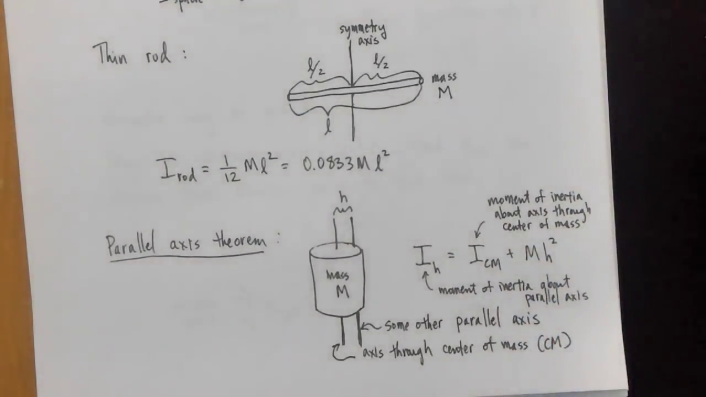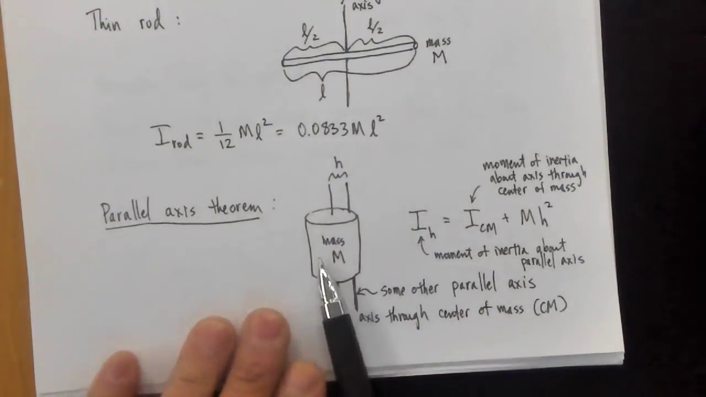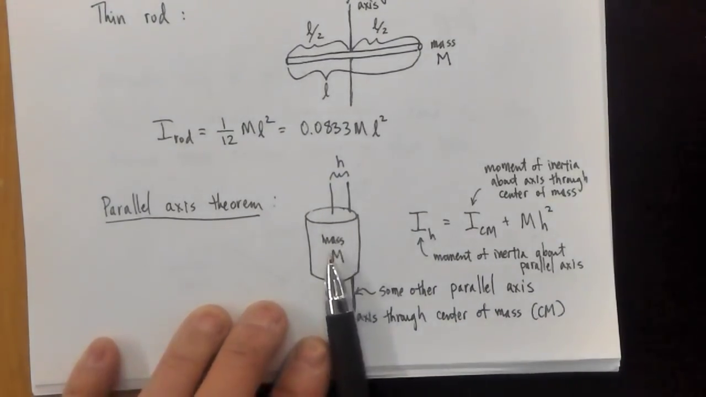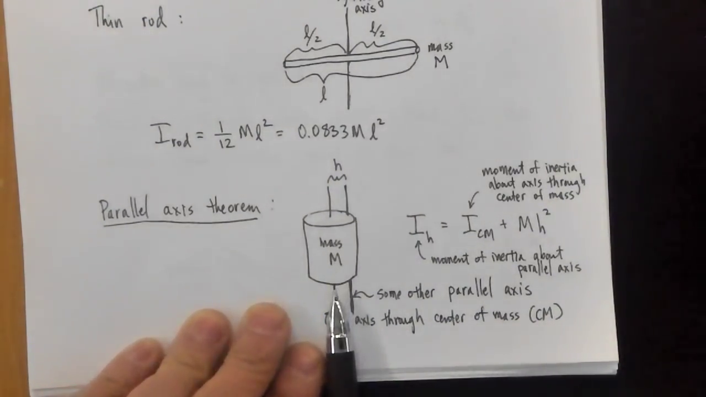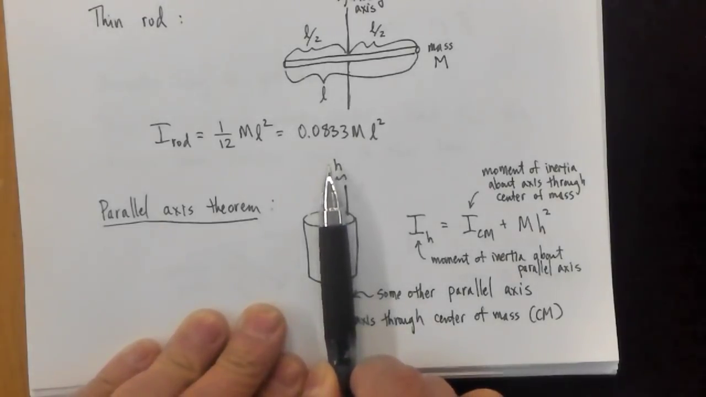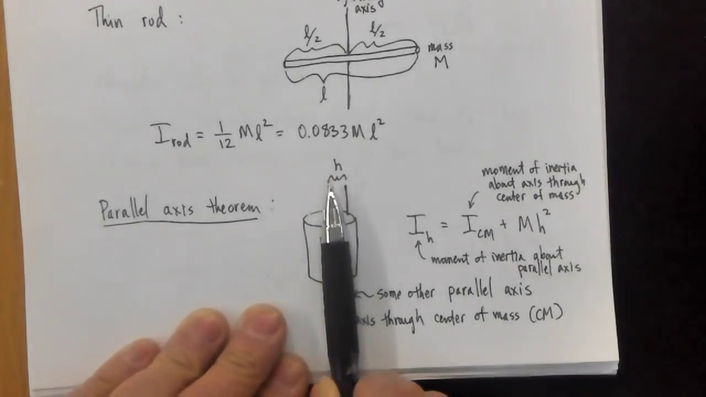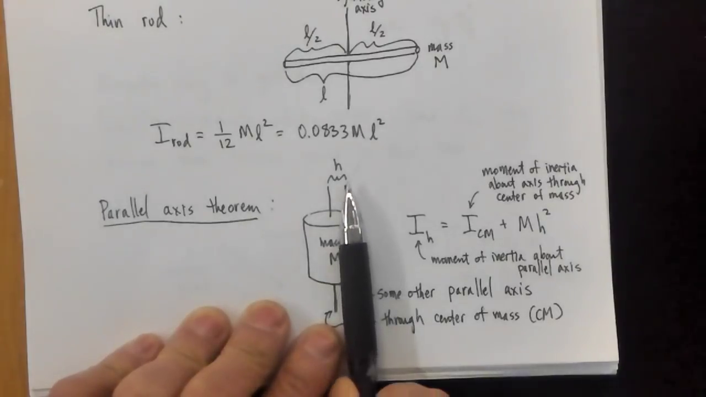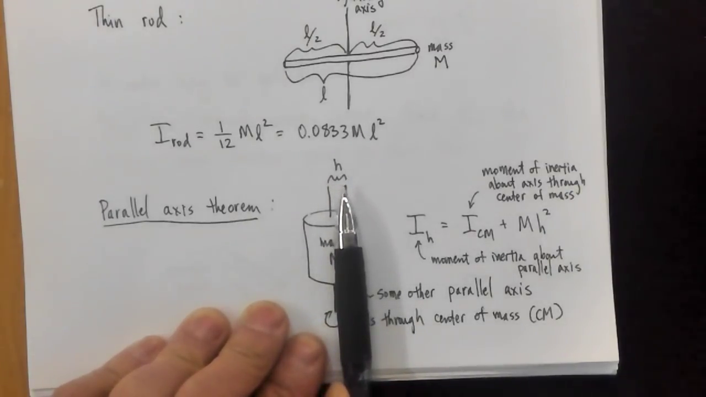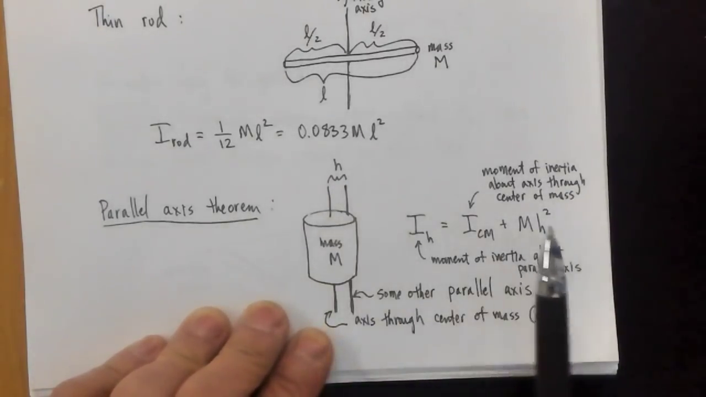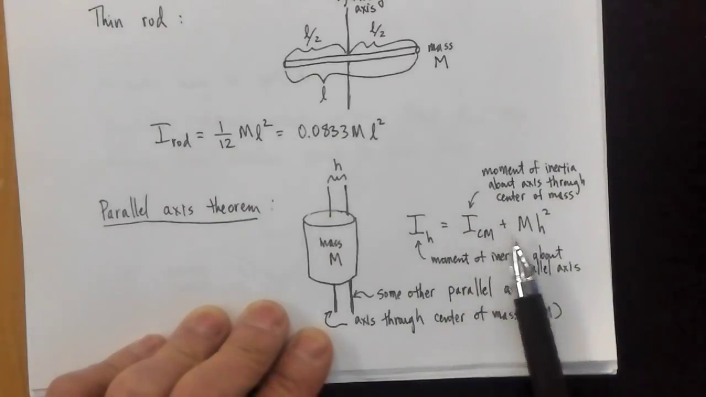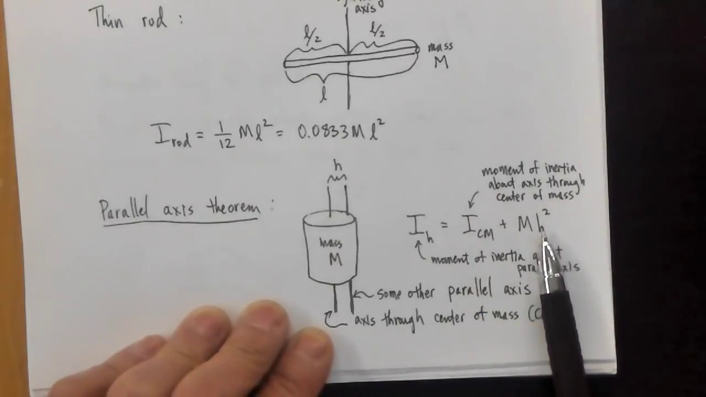All right. Anyways, you can calculate it for any axis by using the parallel axis theorem. Okay. So parallel axis theorem says if you know the moment of inertia about the center of mass through its symmetry axis, if I want it through another axis, let's say shifted away by a distance h, then it will be the center of mass moment of inertia plus m times h squared.